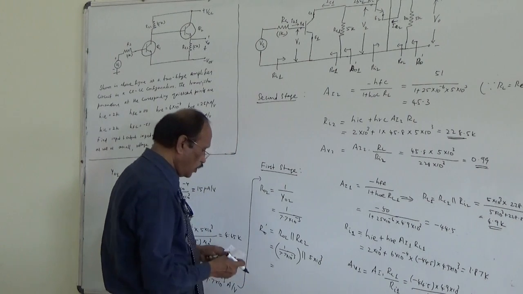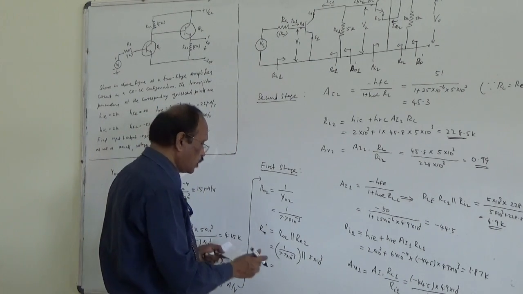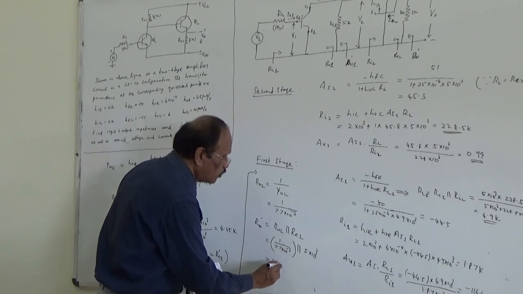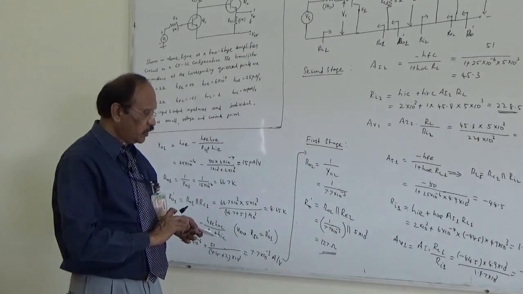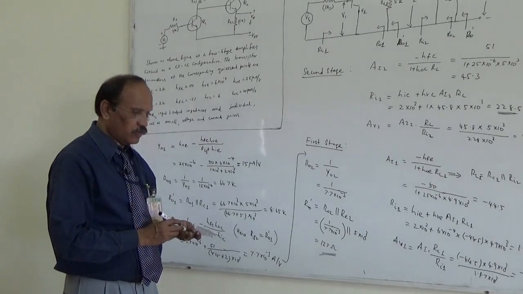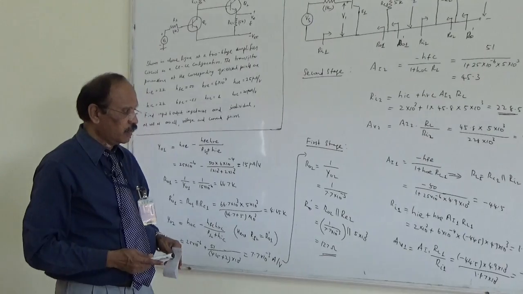You will get this value as RO2 dash is given as 127 ohms. So the output impedance for a common collector is very less. It is just only 127 ohms. Okay.